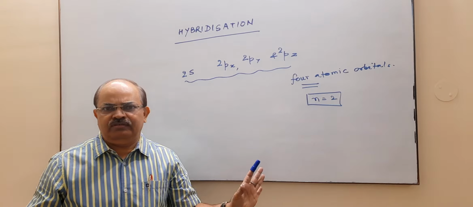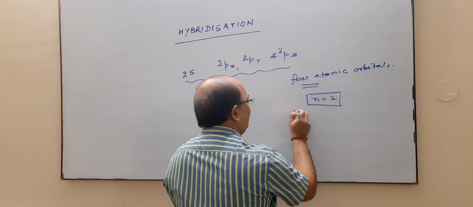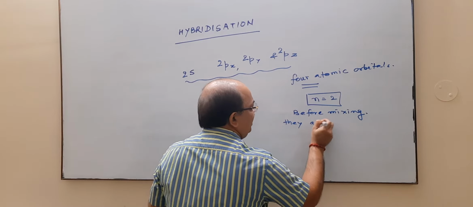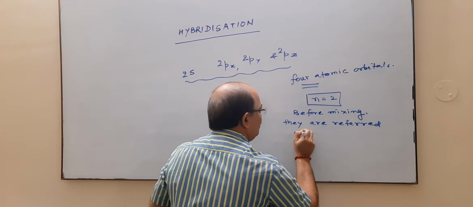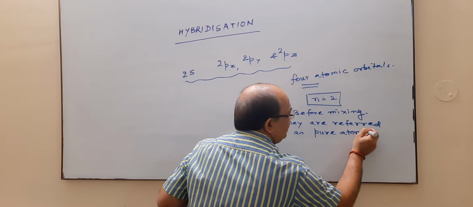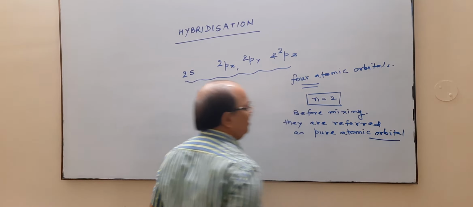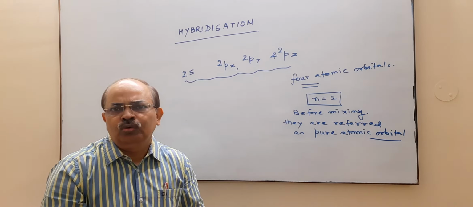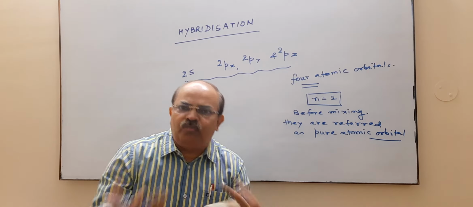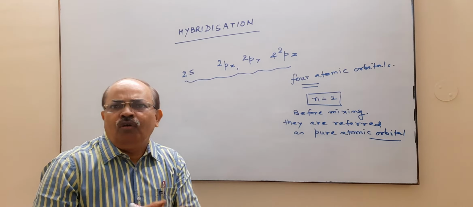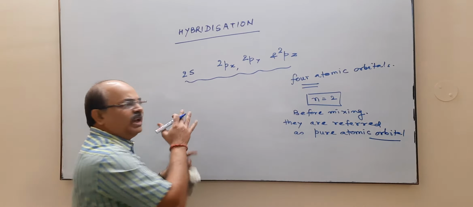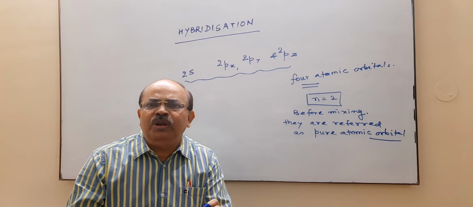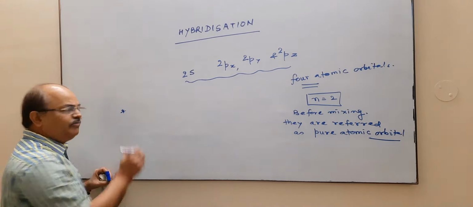If they do not mix, before mixing or before overlapping, they are referred to as pure atomic orbitals. But when they mix together, when they overlap together, after overlapping, the orbitals formed are known as hybrid orbitals. So it is also a salient feature.